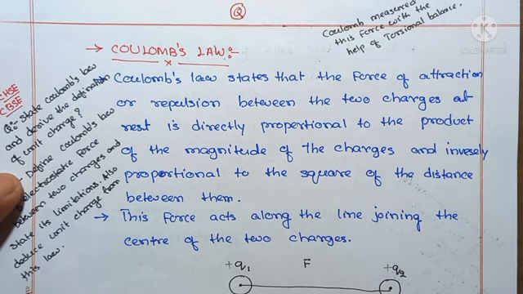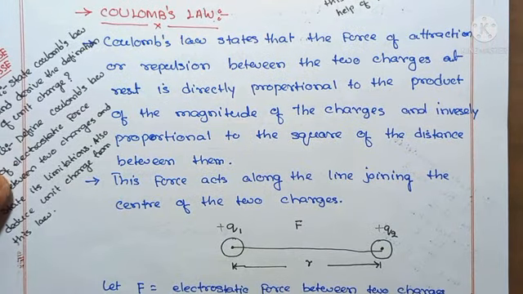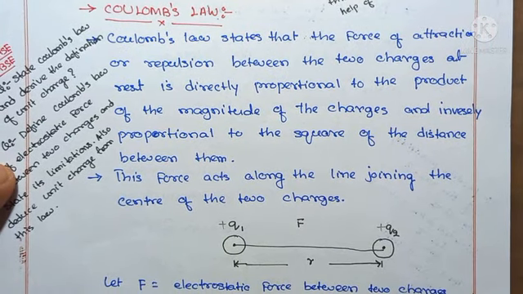Coulomb's law states that the force of attraction or repulsion between two charges at rest is directly proportional to the product of the magnitude of the charges and inversely proportional to the square of the distance between them. This force acts along the line joining the centers of the two charges. So this is Coulomb's law.